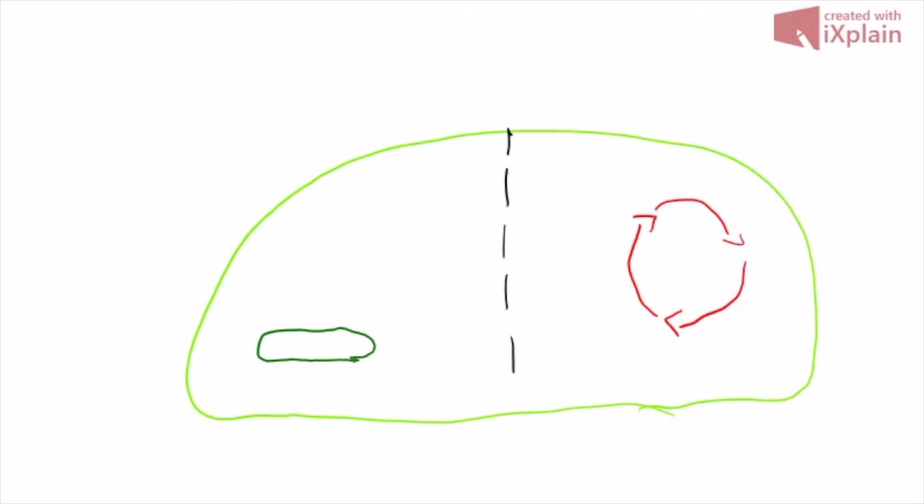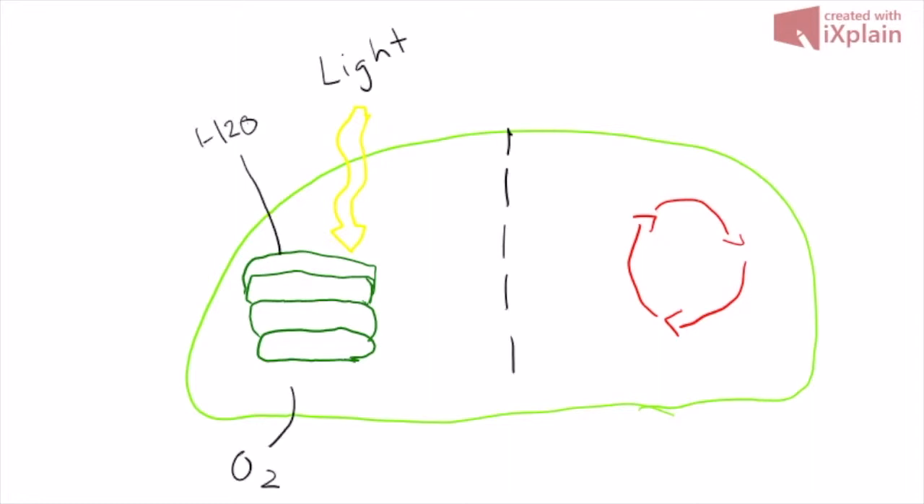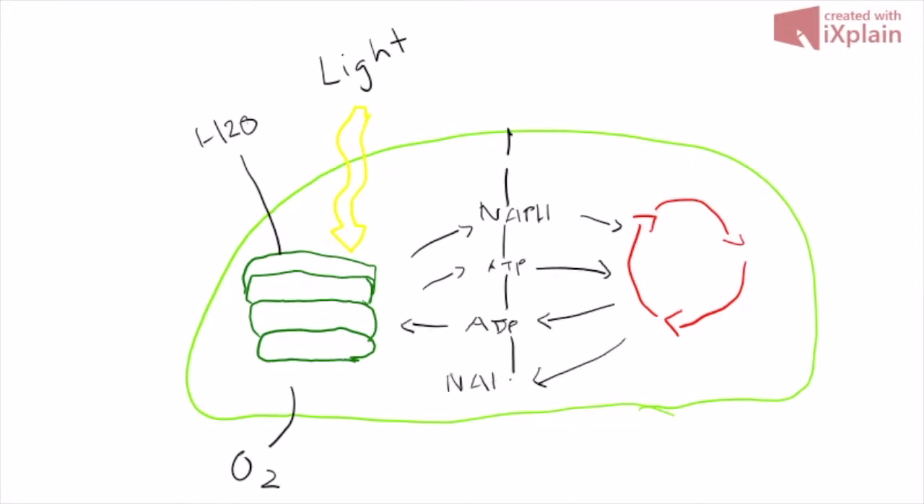There are two major reactions that occur in the chloroplast that together make up photosynthesis: the light-dependent reaction and the light-independent reaction. The light-independent reaction is also called the Calvin cycle. The light-dependent reaction happens in the thylakoids. In the light-dependent reaction, light is converted into chemical energy. By chemical energy, we mean ATP and NADPH. During the light-dependent reaction, the reactants are sunlight and water, and the products are ATP, NADPH, and oxygen.